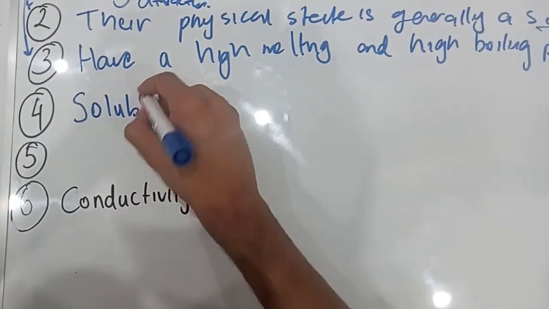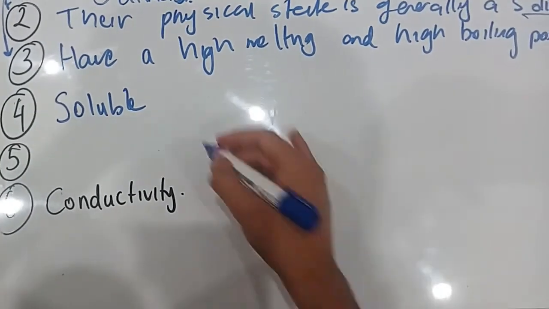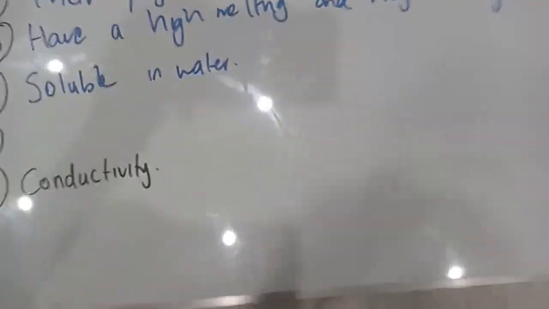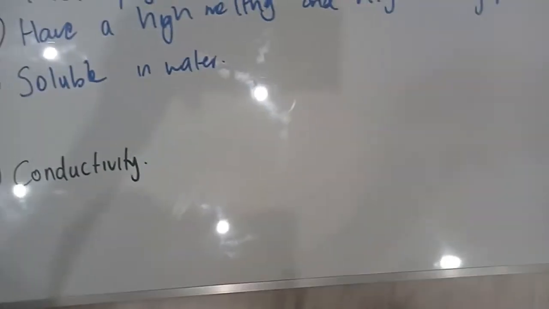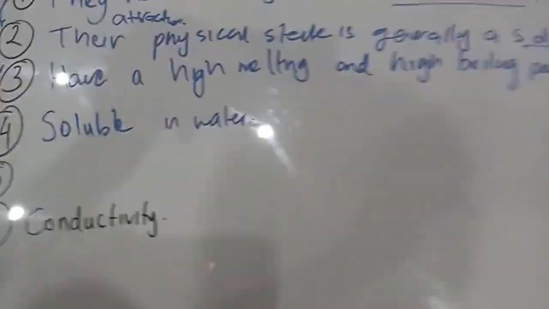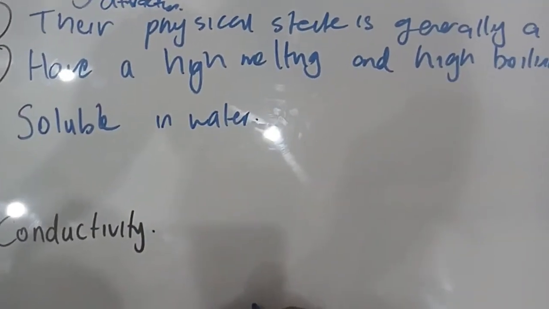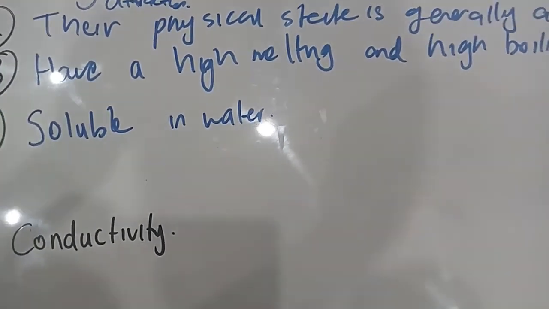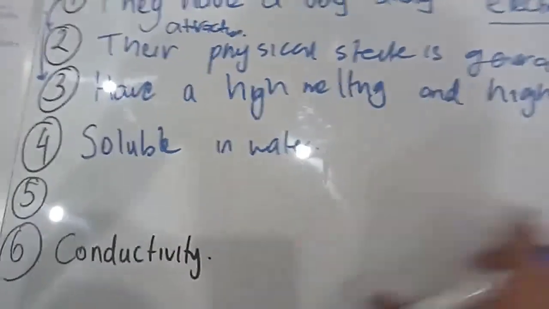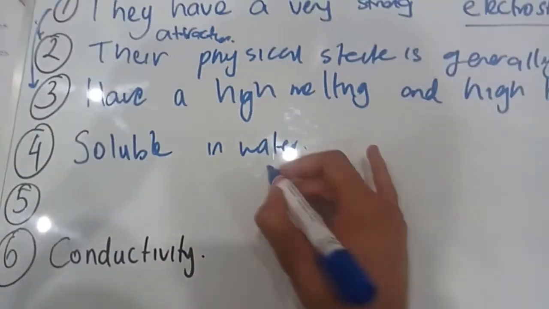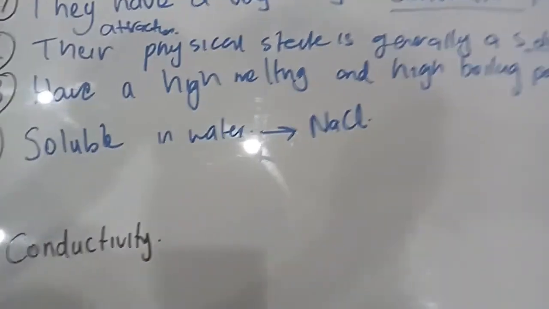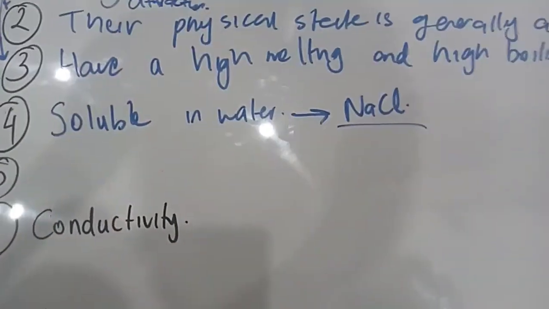Now fourth, they're soluble in water. That means they dissolve in water. If we take the example of salt, salt is soluble in water. When you mix salt and water, the salt disappears, right? Another example is hydrochloric acid, sorry, not hydrochloric acid, don't write that down. Anyway, salt is soluble in water. That's an example.